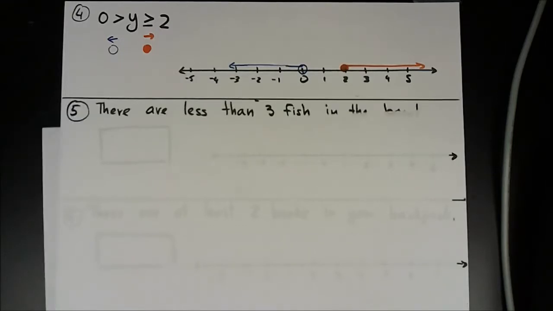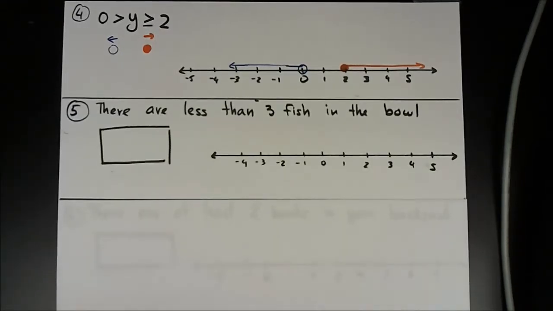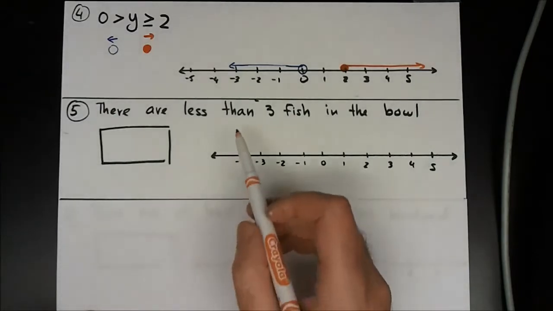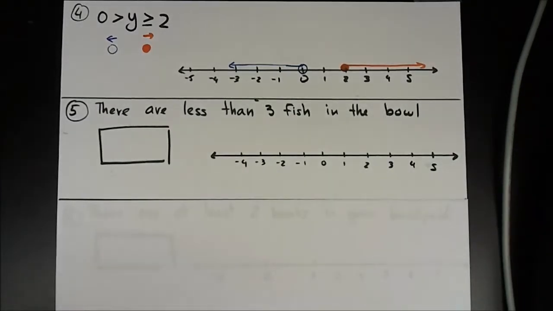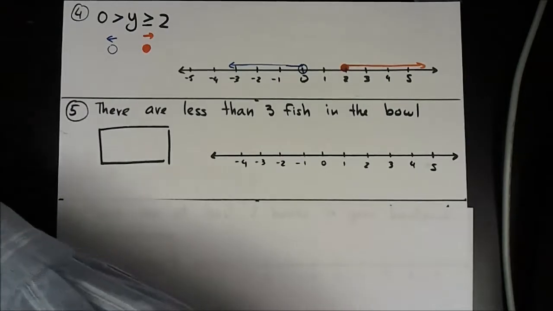Okay, moving on to 5. Number 5, translate and then graph. Let's translate first. There are less than. If you have your cheat sheet next to you, less than will have the pointy end facing towards the variable. I'm going to use F for the variable because, you know, fish, F, makes sense, to me at least.